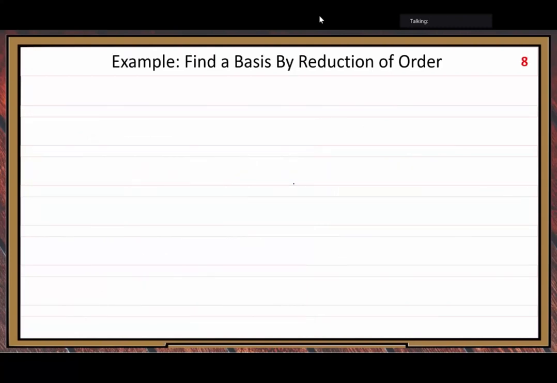Find a basis here. In this example, we try to address that basis. How do you show your y1, y2 form a basis? If you can show they are linearly independent, they form a basis. So here we need to focus on this basis part.